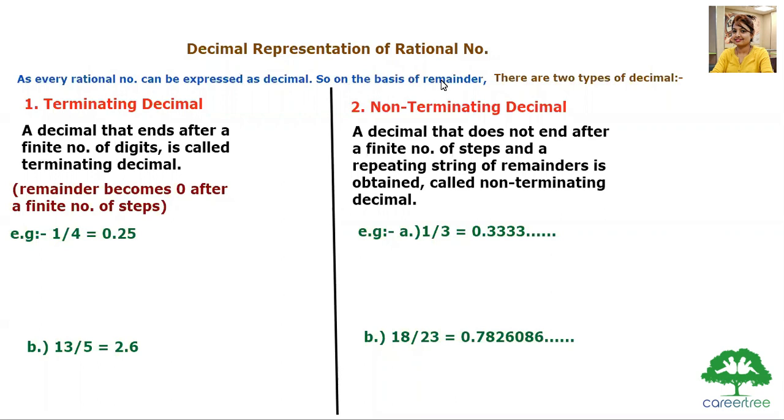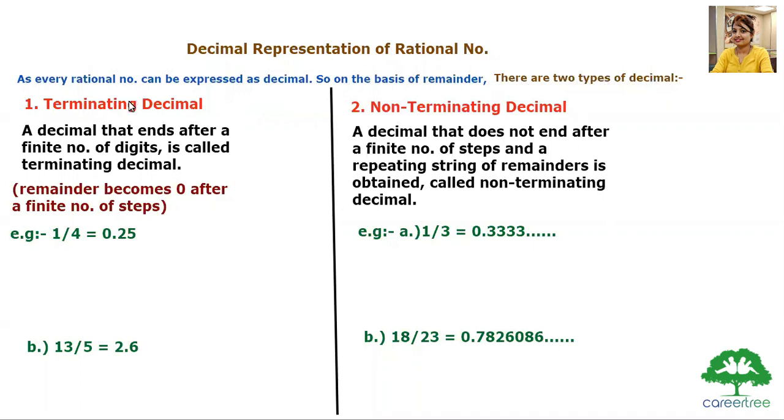Okay, so on the basis of the remainder, if you are dividing the numerator by the denominator, there are two types of decimal. The first one is terminating decimal, and the second one is non-terminating decimal.